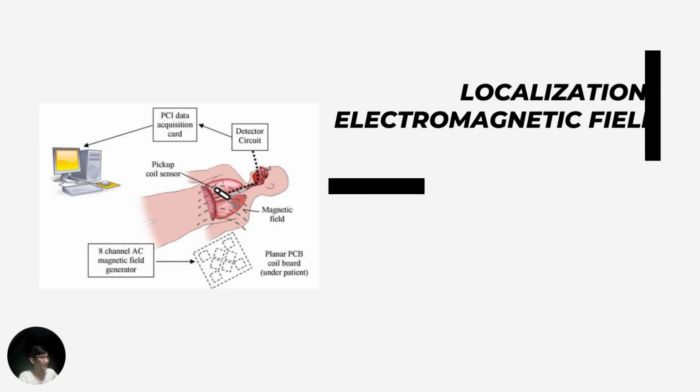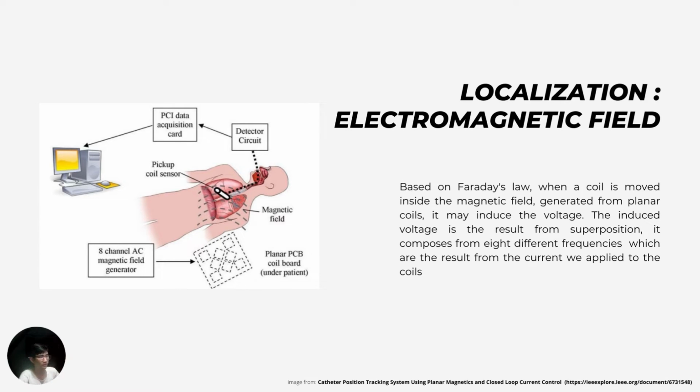So let's get into more detail. Let's start with the first one, electromagnetic localization. Based on Faraday's law, when we move a coil sensor under the magnetic field, the voltage will be induced, detected, and transferred to data acquisition for sampling, and it will be used to localize the catheter.